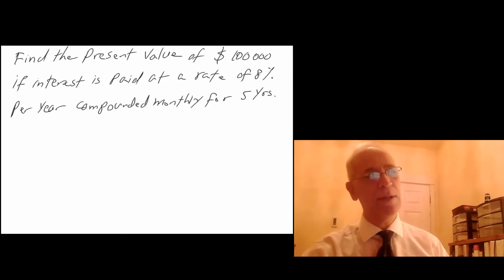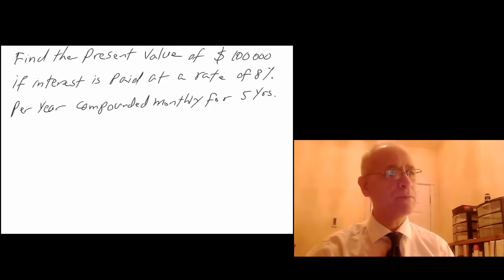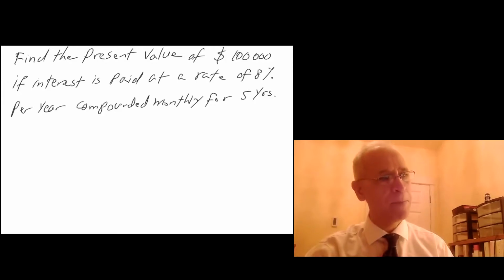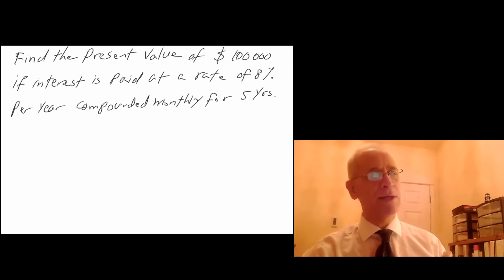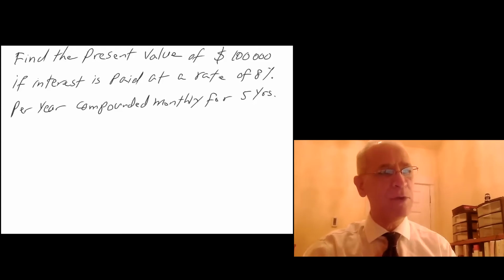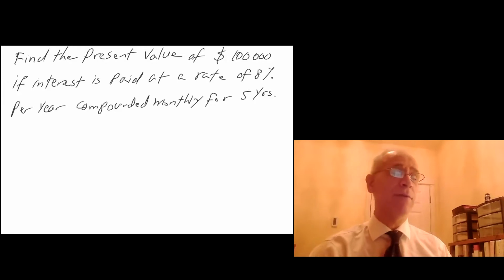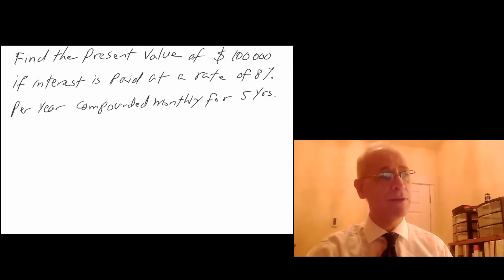It's like this. Just pretend you want to purchase, let's say, a boat or a condo, something for $100,000 5 years from now. So this is like you want to find out how much you need to deposit in this account at an 8% interest rate compounded monthly, so you will have a total of $100,000 in the future.